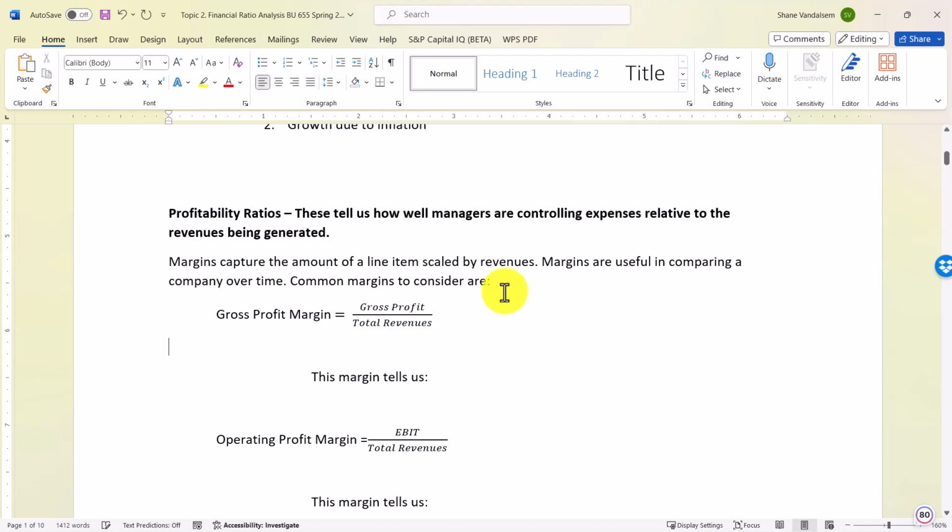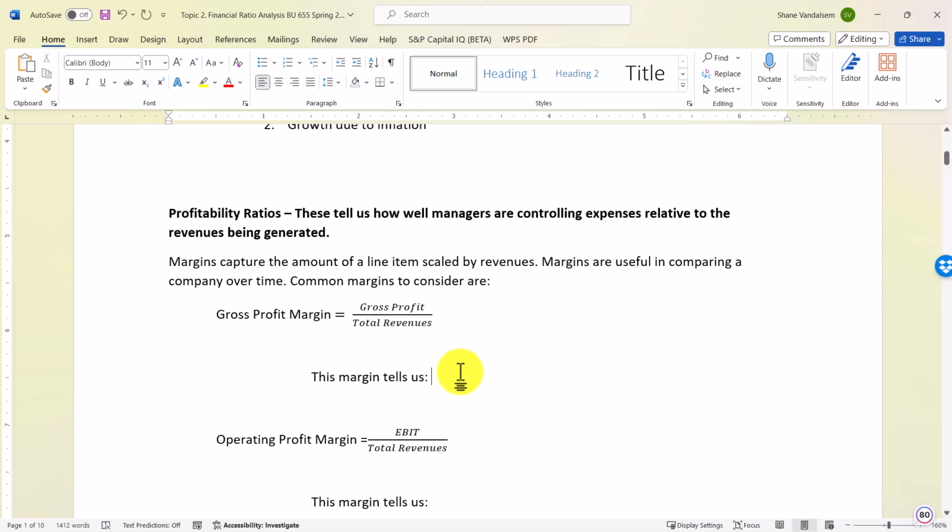So whenever you hear gross profit margin, operating profit margin, net profit margin, those are all those numbers, the gross profit, the operating profit, and the net profit divided by the revenues or the sales of the company for the year. So what we see here is that the gross profit margin is equal to gross profit divided by total revenues or total sales, depending on the financial statement you're looking at.